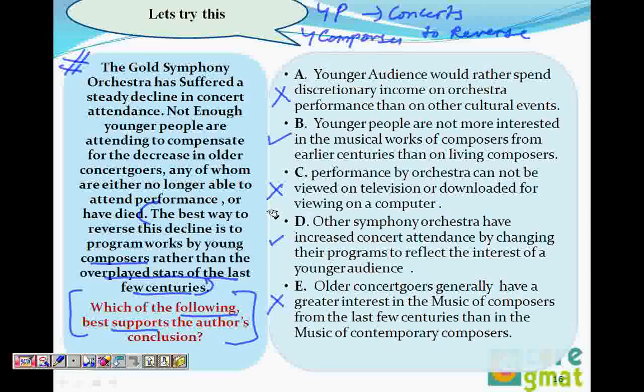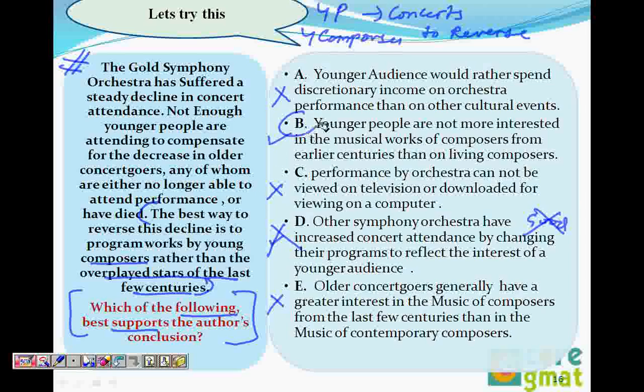So we have to choose between choice B and D. Why is choice D not the right choice? Because it says other symphony orchestras have increased concert attendance by changing their programs to reflect the interest of a younger audience, but it does not tell us what the interest of the younger audience is. Neither does it say that young composers are being introduced. Only the interest of the young audience in young composers will strengthen the conclusion. So it's good but not good enough, and we put a cross here.